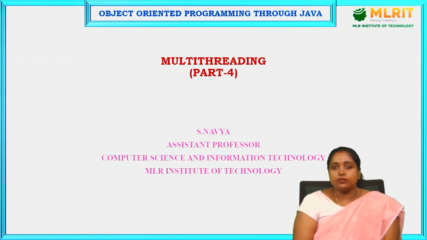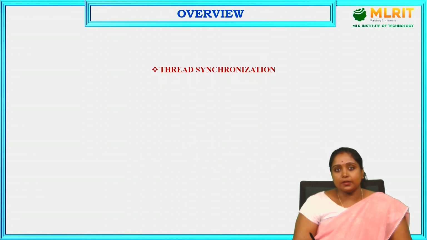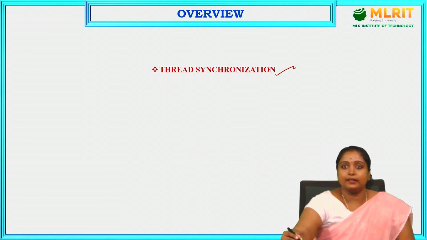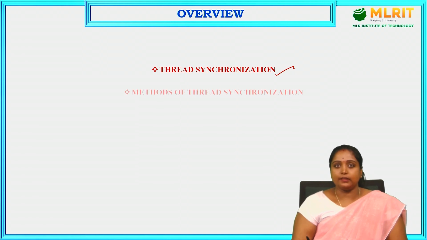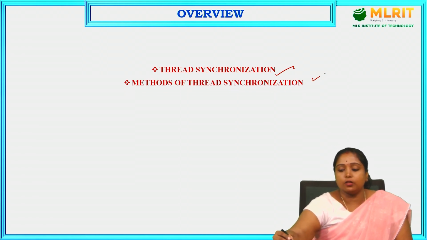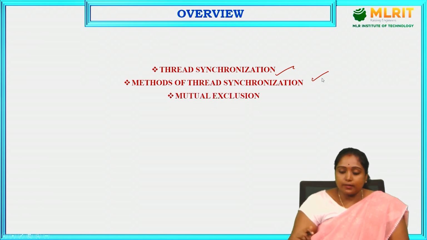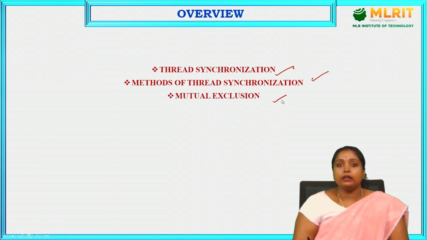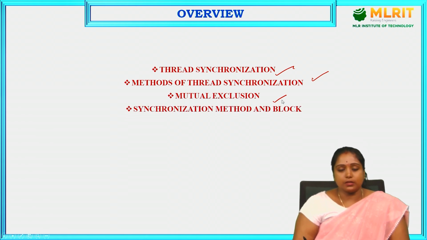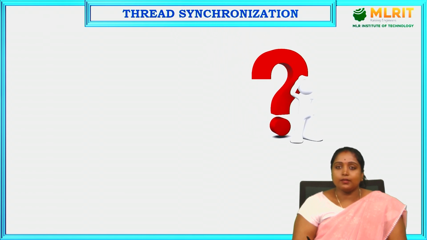In this session, we are going to see what is multi-threading part 4. In this session, we are going to discuss thread synchronization. What is thread synchronization? What is the problem with thread synchronization? And what are the methods to solve it? What is mutual exclusion? And what is a synchronized method and synchronized block? So coming to thread synchronization, what is the problem of thread synchronization?